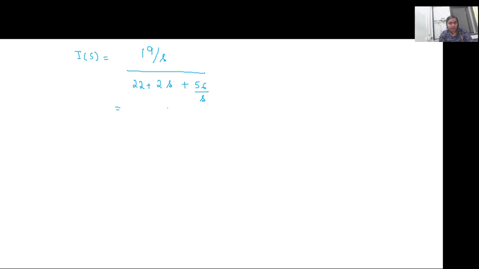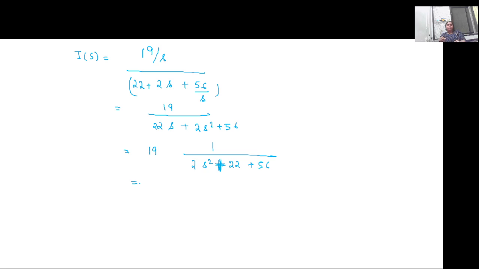So the s we take inside the denominator, so it will become 22s plus 2s square plus 56, right? 19 we take outside. Now it is in the form of 2s square plus 22s plus 56. Now can anyone suggest how we can proceed? We have solved earlier problems, so I'm just trying to find out whether you followed it or not.